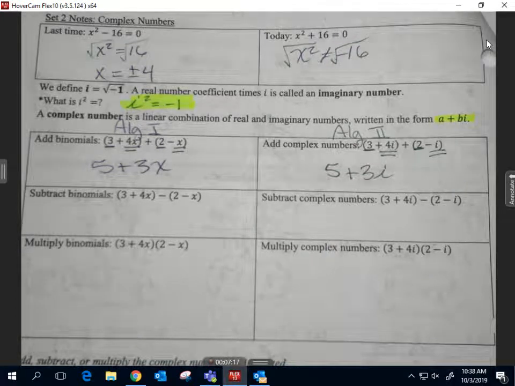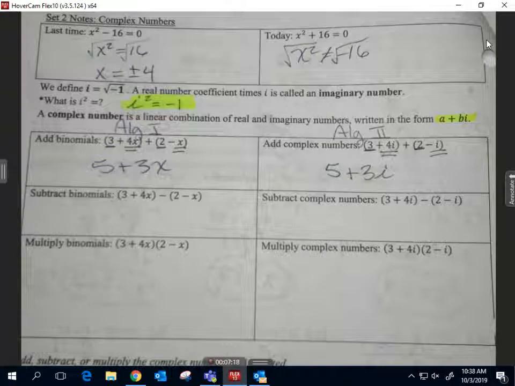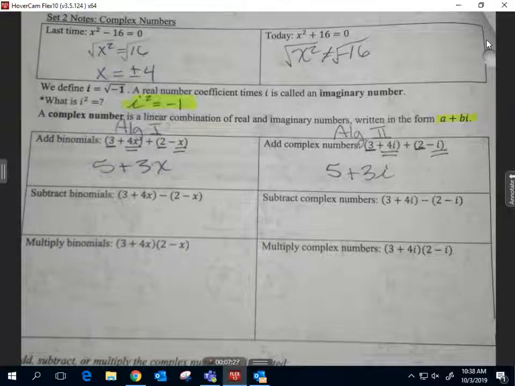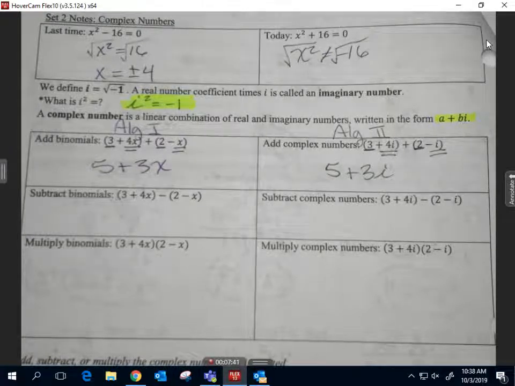So the only thing that changes is the x. You'll see when we multiply, there's one other little thing that changes. But other than that, no, because we know what i equals. i equals the square root of negative 1. That's the difference. These are complex numbers, so this is when we get a square root of a negative number. This is what happens.